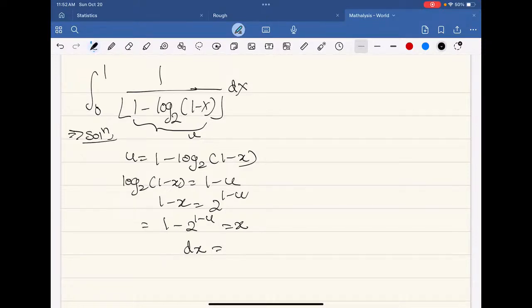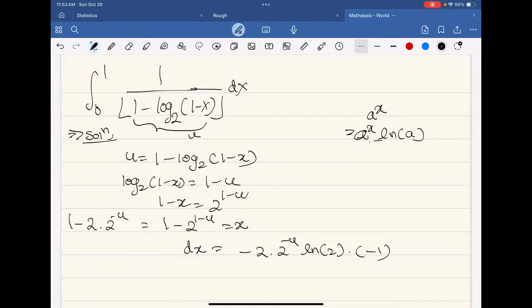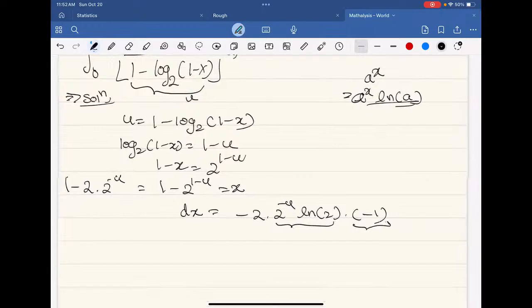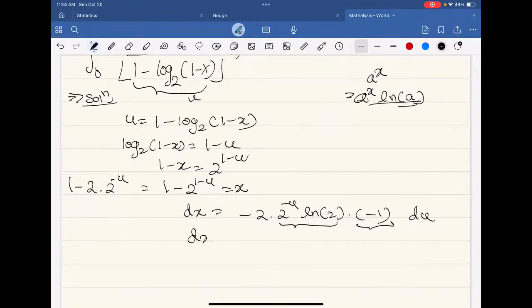You know that this is just 1 minus 2 times 2 to the power minus u, right? So the derivative of 1 will be 0, minus 2 times its derivative, which will be 2 to the power minus u times ln 2, times the coefficient of u, which is minus 1. I guess you know that the derivative of a to the power x is a to the power x times ln of a, right? So I'm doing the same thing over here, but also there's a minus 1 from the chain rule because u has negative 1. So this is our du, right? So dx is 2 times 2 to the power minus u ln 2 du.